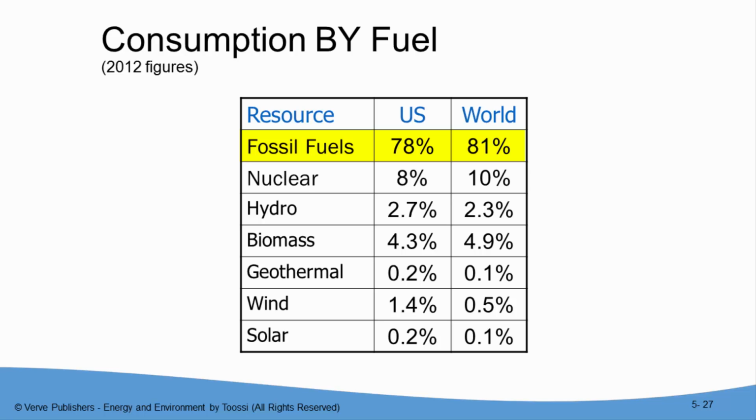The US and the world are both about 80% fossil fuels, and nuclear is about 8 to 10%. Again, hydro, biomass and geothermal are relatively very small, and wind and solar has really just started to pick up somewhat in the United States, and the world as a whole has been lagging behind.